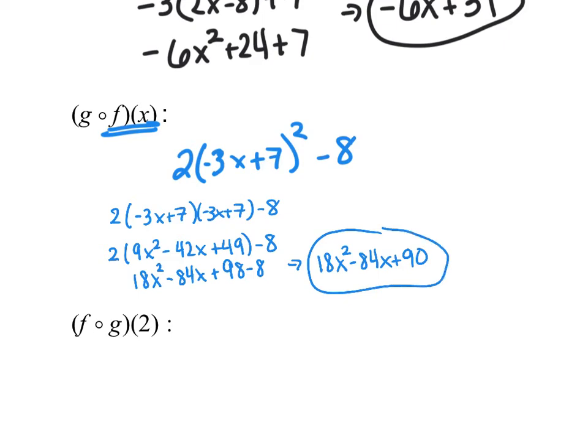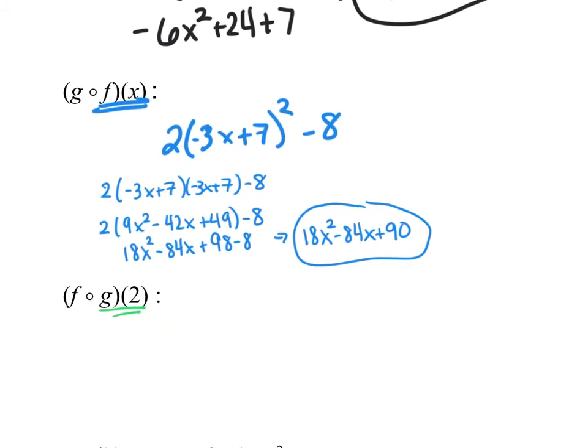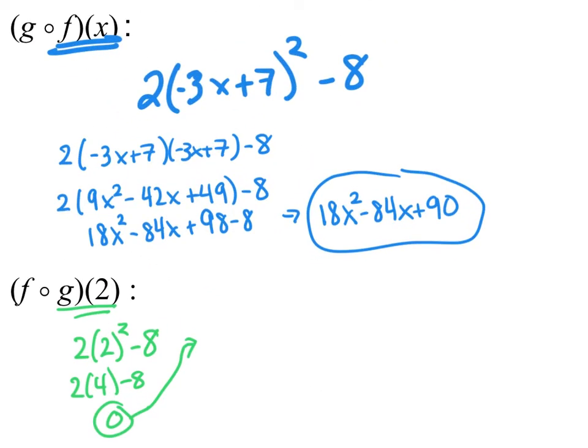Final answer. All right, last one is f of g of 2. So we're going to plug 2 into g of x first. So if I go back, g of x is 2 parenthesis 2 squared minus 8. So that's going to be 2 times 4 minus 8, so we get 0. So now I'm going to plug 0 into f of x. So f of x was negative 3 times 0 plus 7, so my final answer is 7.